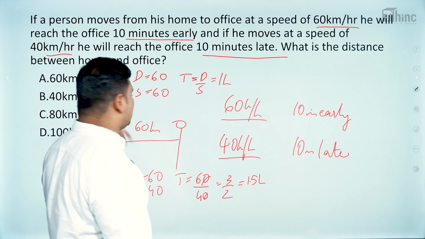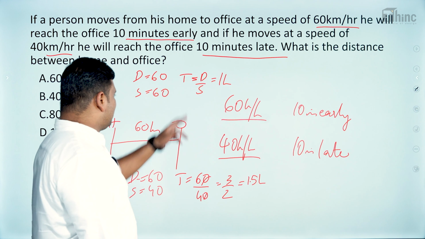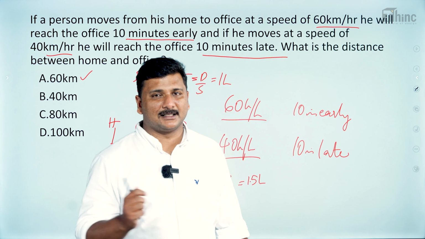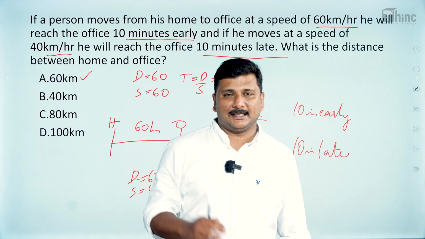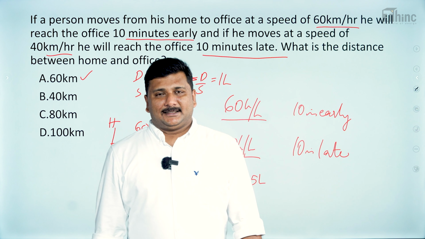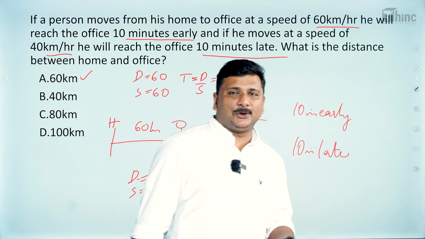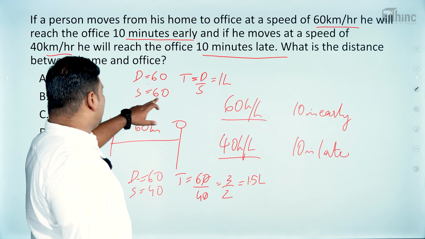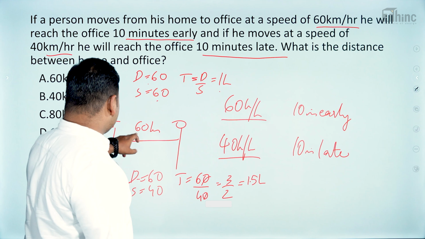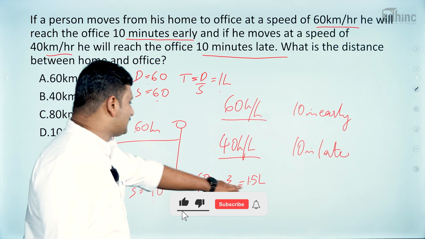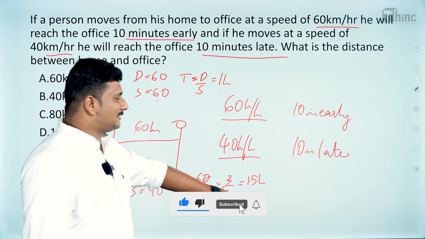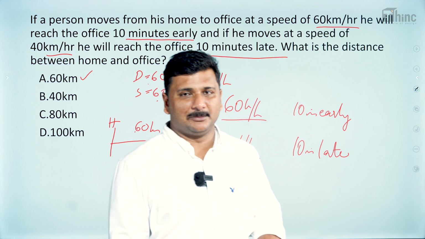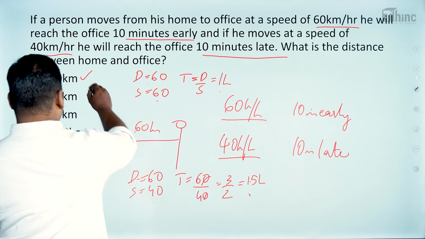So is option A the correct answer? No chance, because the difference in the time taken needs to be 20 minutes. In the first case, he reaches 10 minutes early. In the second case, he reaches 10 minutes late. So the difference in the time taken needs to be exactly 20 minutes. But here, when the distance is 60 and he moves at 60, he takes 1 hour. When he moves at 40, he takes 1.5 hours. So the difference is 0.5 hours or 30 minutes. So option A is not right.